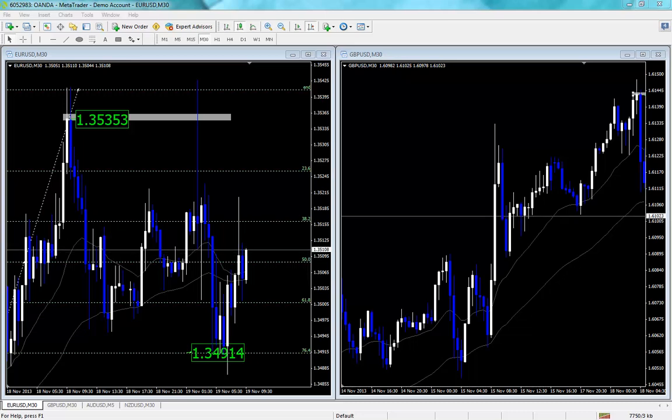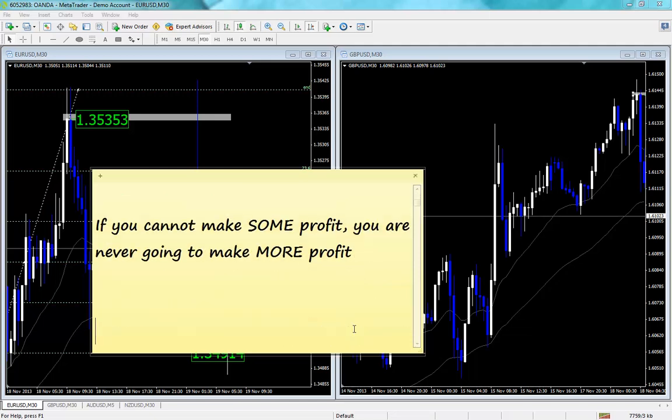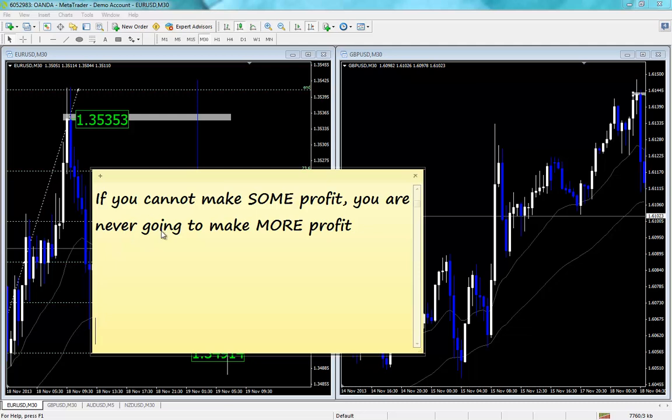And so I want you to know that there's only one goal in this program. I put together, by the way, a few sticky notes, just typed these up to help you follow what I'm saying and to emphasize the important things. There's only one goal in my program: consistent profit. And I always like to say, if you can't make some profit, you're never going to make more profit. If you can't make some profit, you're never going to make more profit.